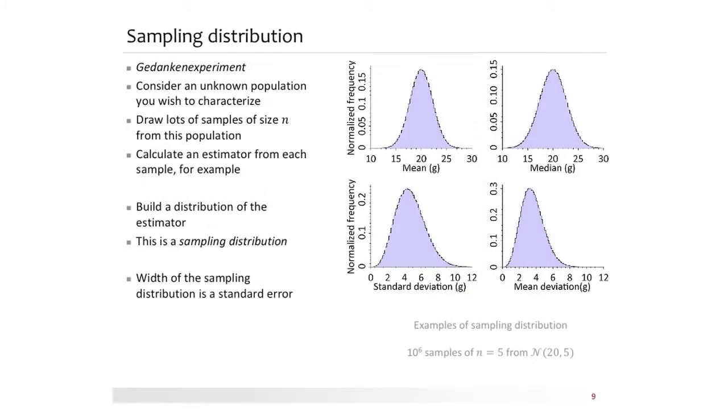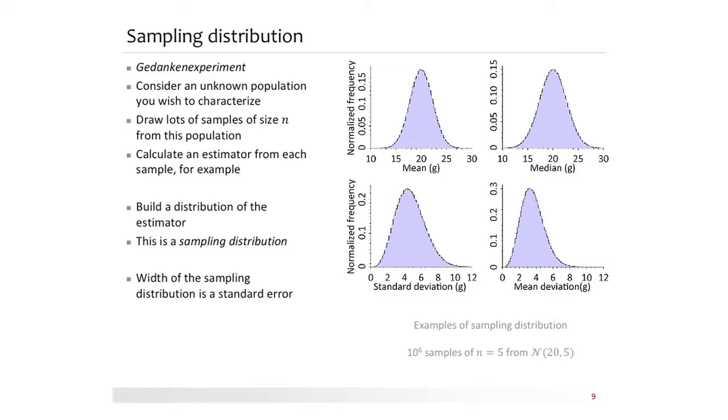Now, sampling distribution. To understand confidence intervals, we have to start with sampling distribution and understand it better. You have seen it before. So I'm going to do another Gedanken experiment. Consider an unknown population we wish to characterize, and draw lots of samples of given size. This size is quite important. You set a size and you draw lots of samples.